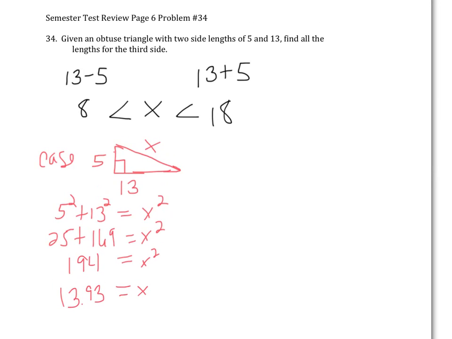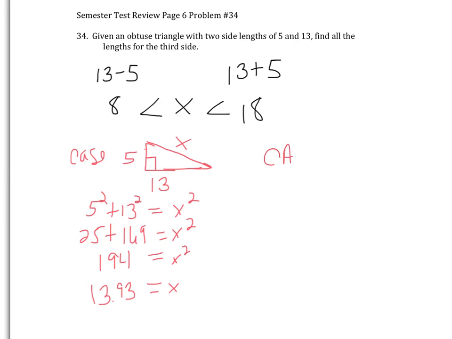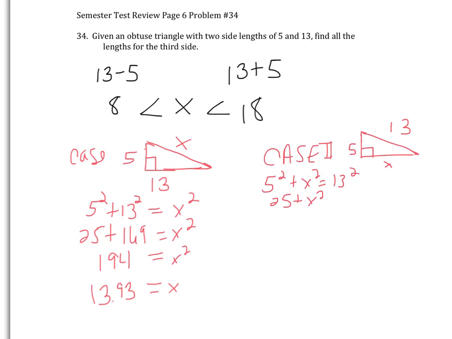For case 2, we could have that 5 is one of the legs and 13 happens to be the hypotenuse. So in looking at this one, we know that to find this third side in this case, to see what would make it a right triangle, we would have 5 squared plus x squared equals 13 squared, or 25 plus x squared equals 169. And in doing this, we get 144, which we know the square root of is 12. So now if x equals 12, we will actually have a right triangle.